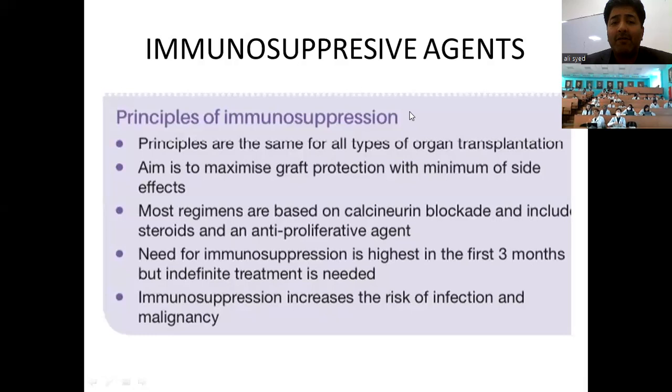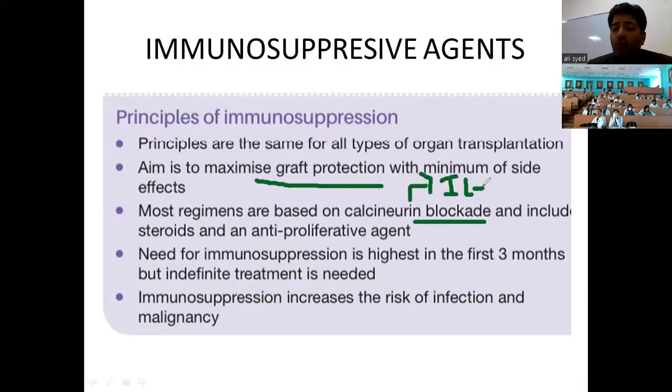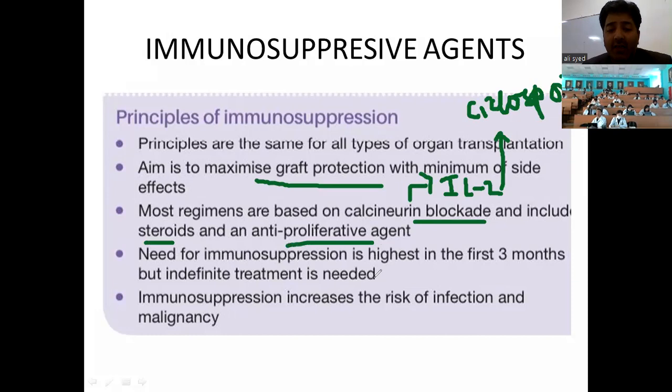Now coming to the immunosuppressive agents. What are the main principles of immunosuppression? I want to have no immune response from the patient, so there will be no graft rejection. So what is the aim? The aim is to maximize graft protection with a minimum of side effects. Most regimens use calcineurin blockade. Calcineurin blockers will block interleukin 2, and this is your cyclosporine. Cyclosporine drugs. Regimens also include steroids and antiproliferative agents.